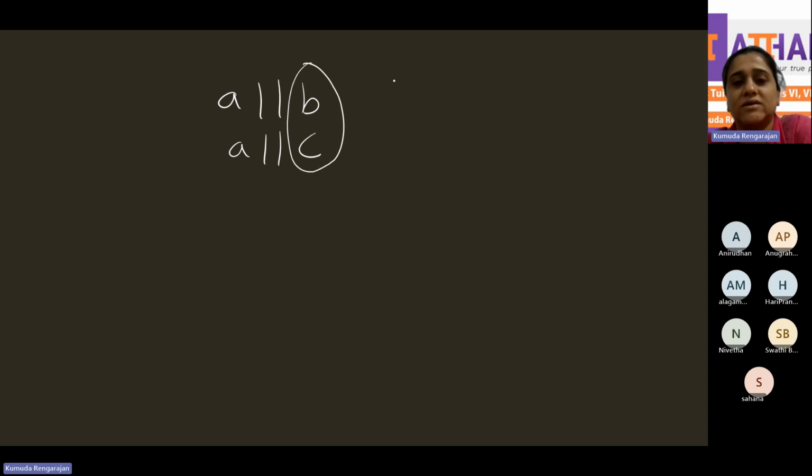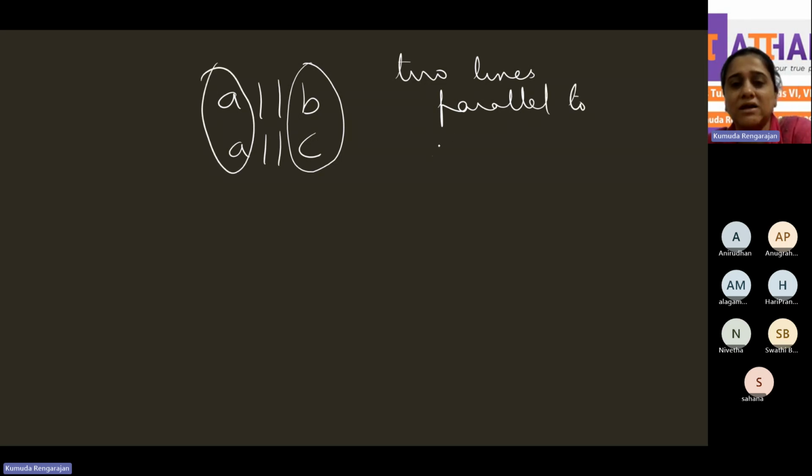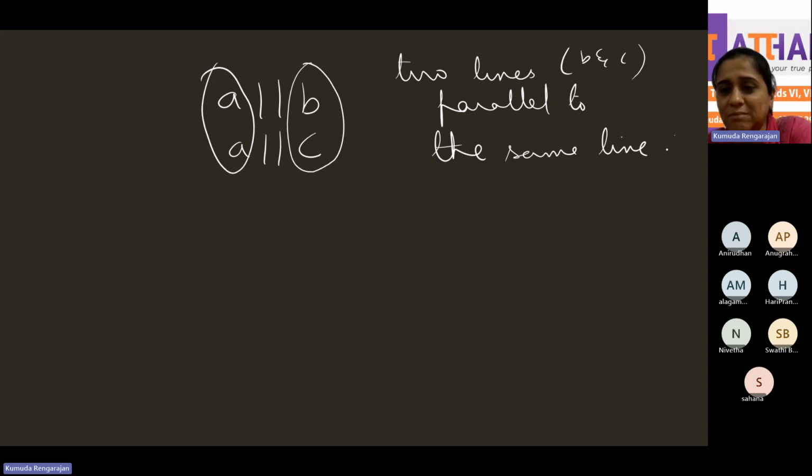Okay, one minute. If A is parallel to B and A is parallel to C, see here, B and C are two lines. B and C are two lines parallel to the same line A. Correct? Two lines, that is B and C, are parallel to the same line A.